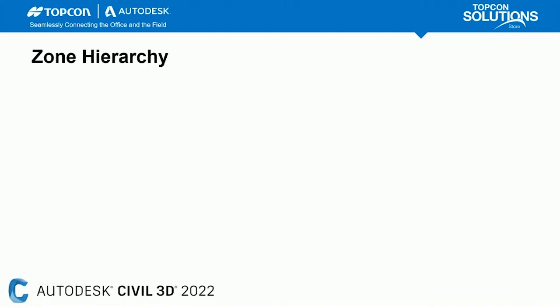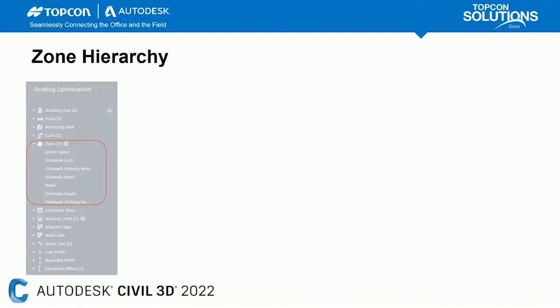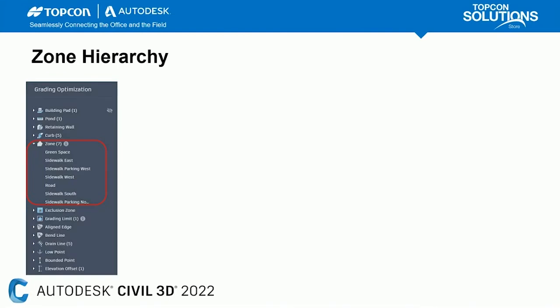Okay, zones hierarchy. This can be a little bit confusing, and it's important to understand how zones work within each other. One thing you'll see here, this is in the grading optimization window, is the zones are all listed together. So you can see at the top there's green space, then you have sidewalks, then you have roads, then you have some more sidewalks. Those can be an accessible path sidewalk or just a general sidewalk, but they're all together. And how they work is that it's a hierarchy.